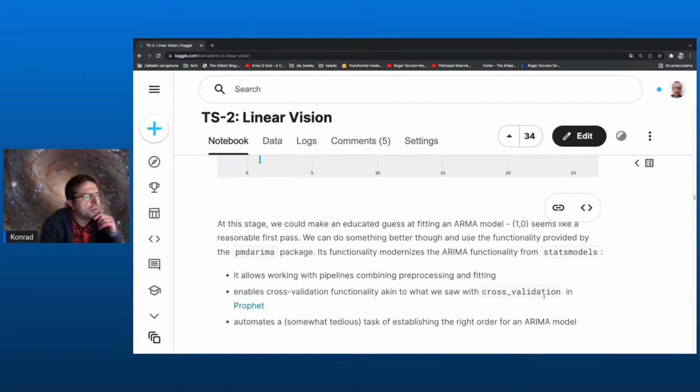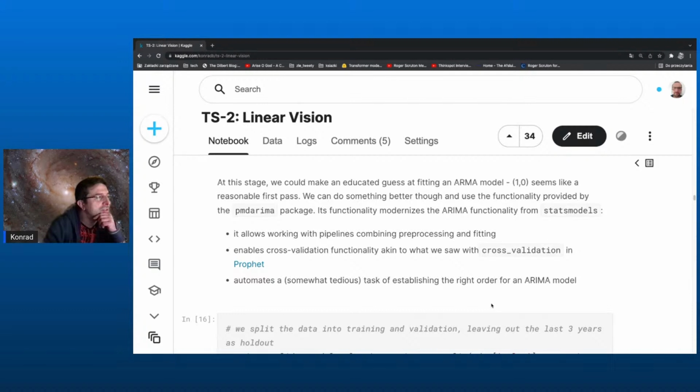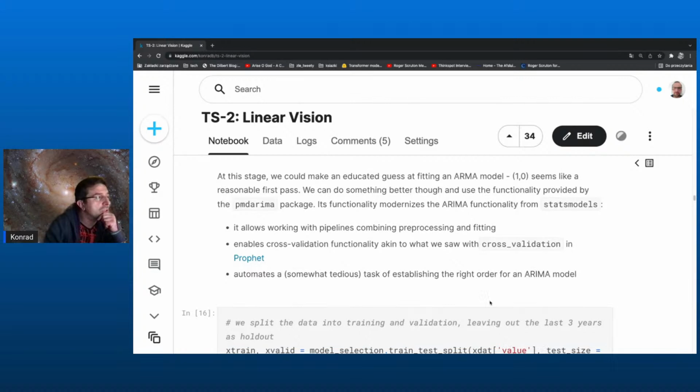And this is where we start using the pmdarima package, because we could do the same thing in pure bare-bones statsmodels, but trust me, you wouldn't like to read the code. I wrote the previous version of this code purely in statsmodels, and I didn't like it. Whereas pmdarima does a bunch of nice things. We can work with pipelines, which is always good. We have cross-validation, and we can figure out the right order for an ARIMA model.